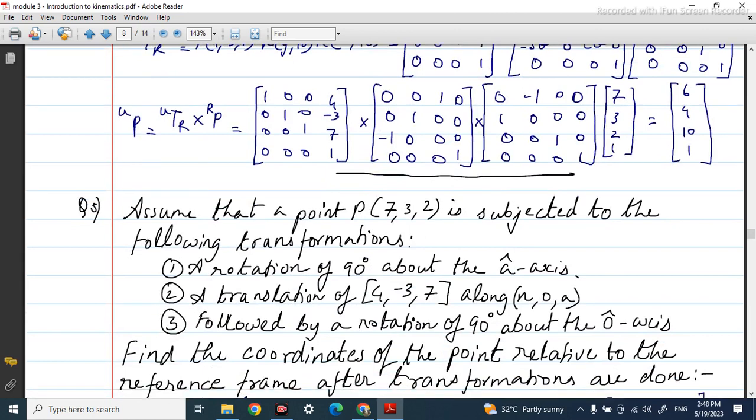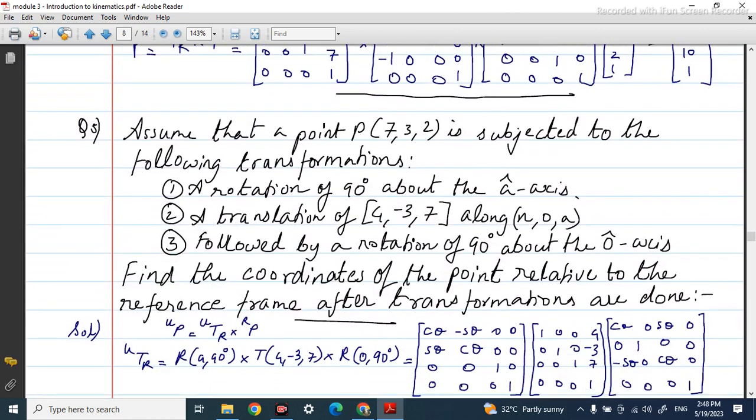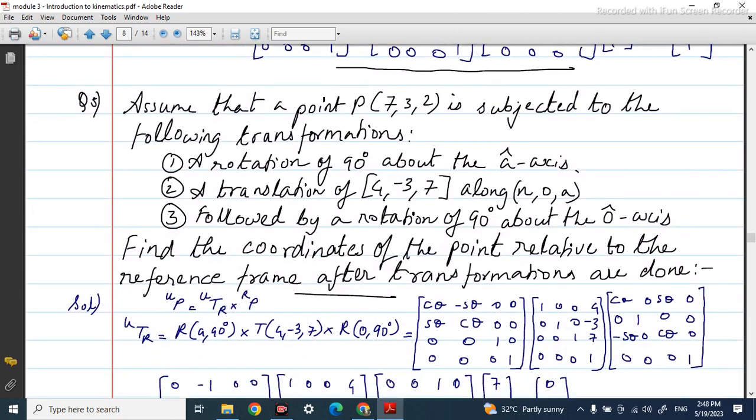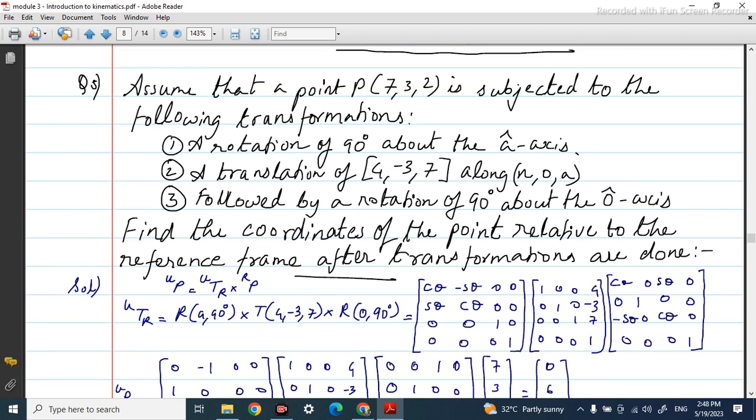Consider the second problem. Assume that a point P (7, 3, 2) is subjected to the following transformations. Rotation is happening 90 degrees about the A axis. Translation is also along the NOA frame, and a rotation of 90 degrees about the O axis. So here you can see that everything is happening with reference to the NOA frame. So what do we have to perform? We have to perform post multiplication, right?